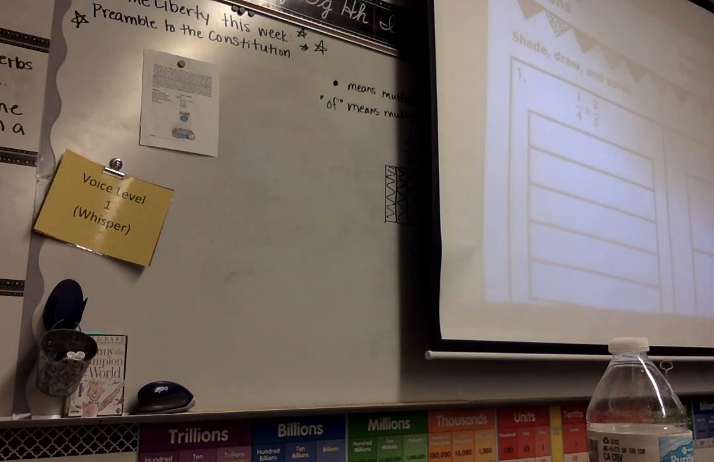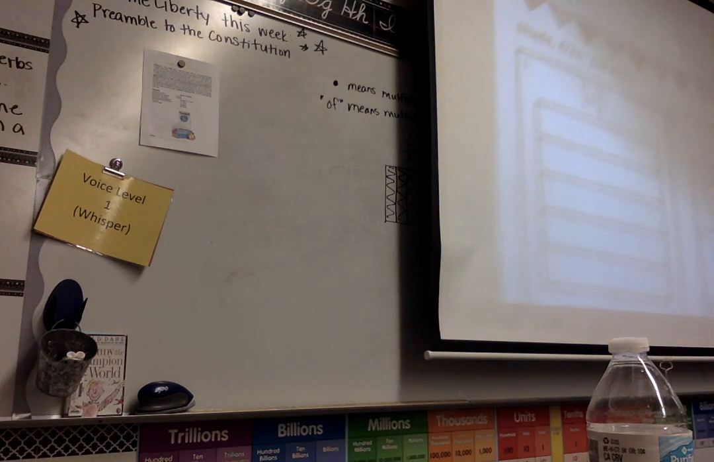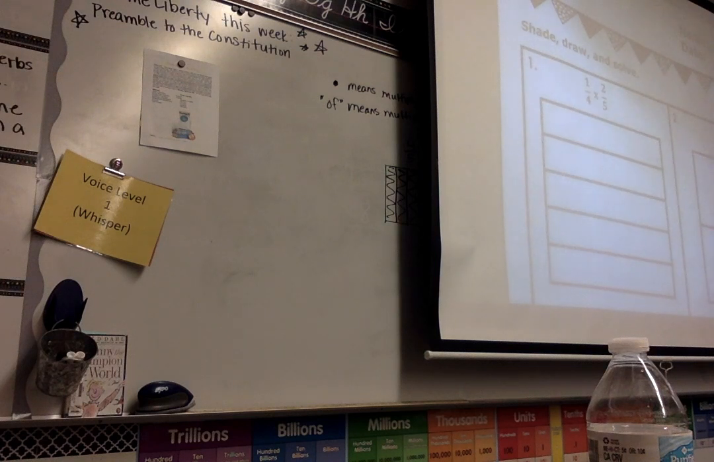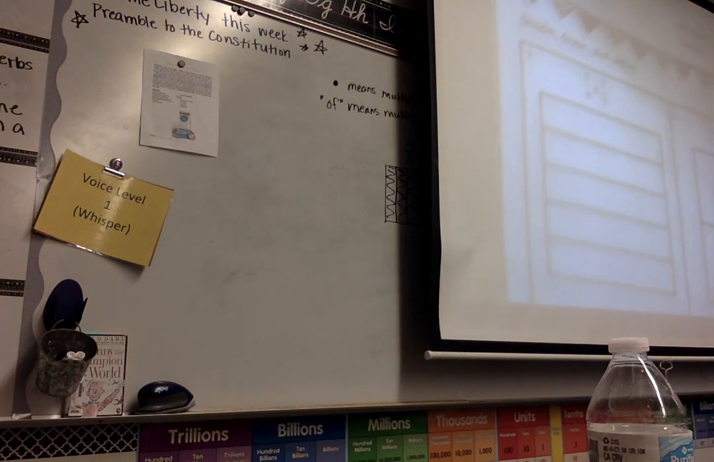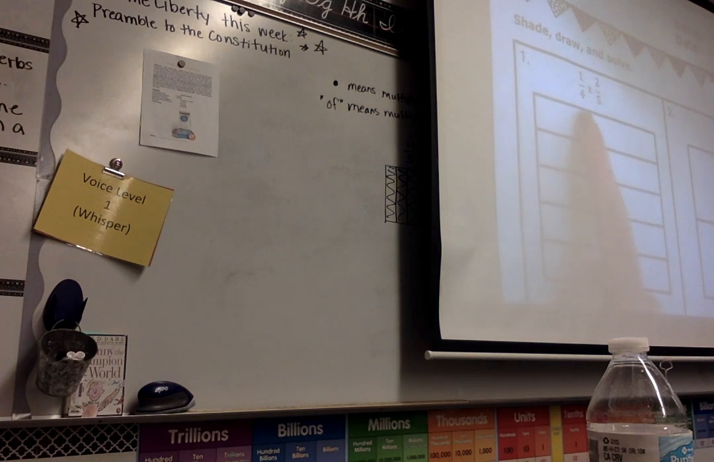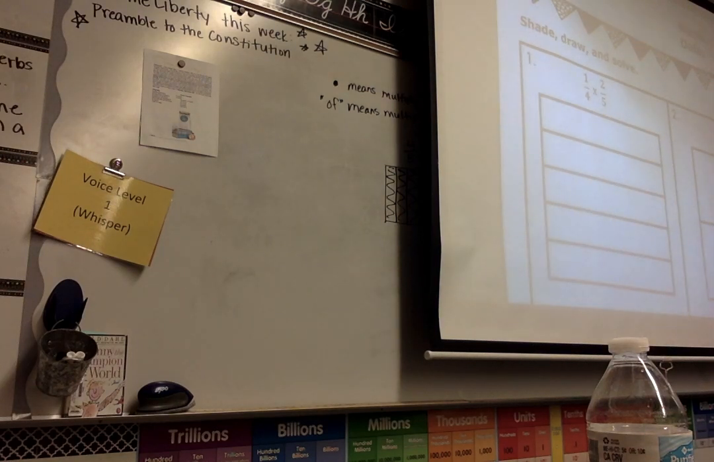All right, voices are off, and I want your eyes right up here on the board. Okay, so here we've got question number 1. We've got 1/4 times 2/5. Now, let's see what our shape is already divided into. Which one is it already representing? Which part of our equation is it representing? Braxton?